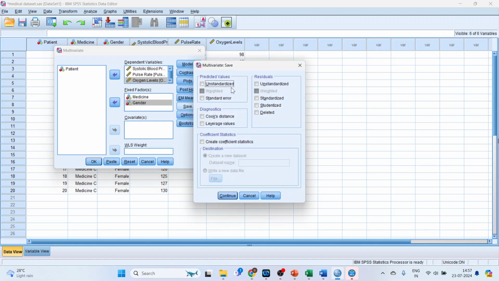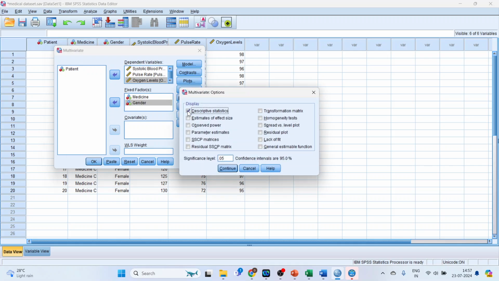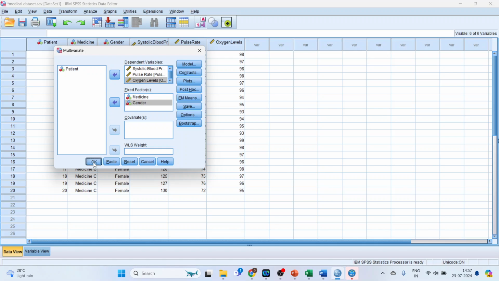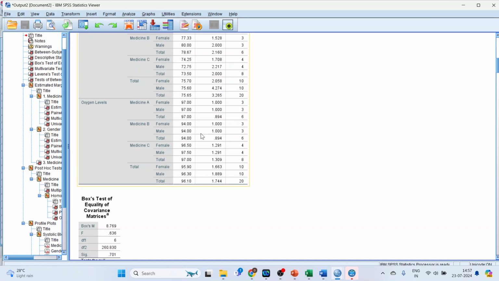In save, nothing to do. In options, activate descriptive statistics, estimates of effect size, homogeneity test, continue, click OK, and the results are ready.